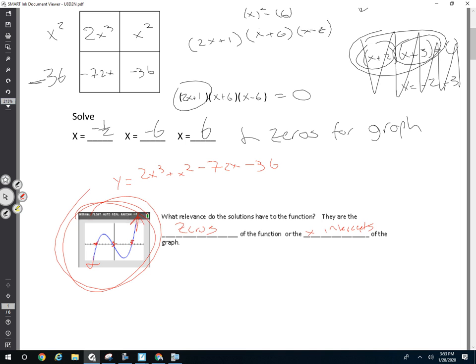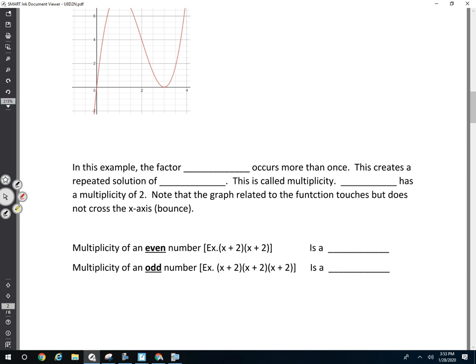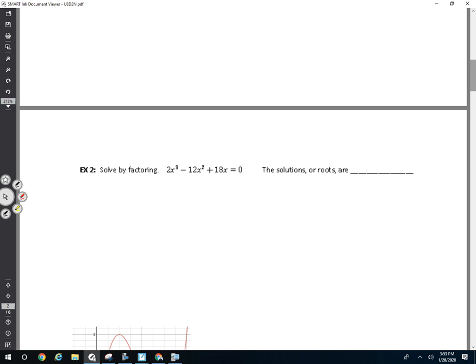Cool. Everybody have a graphing calculator? Make sure you have a graphing calculator for the remainder of class. Okay.